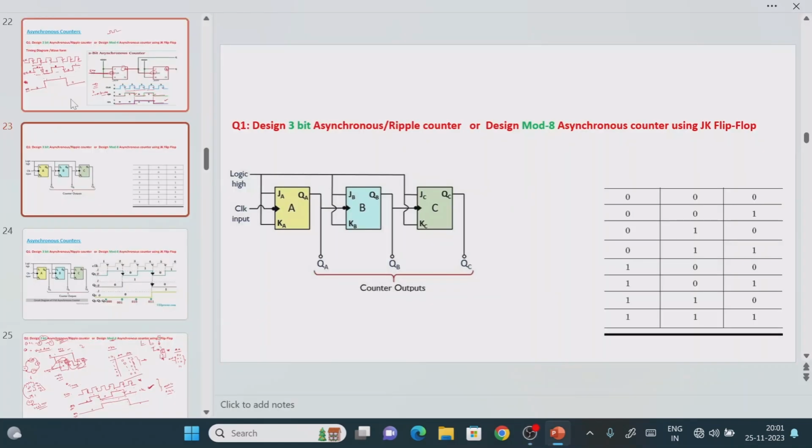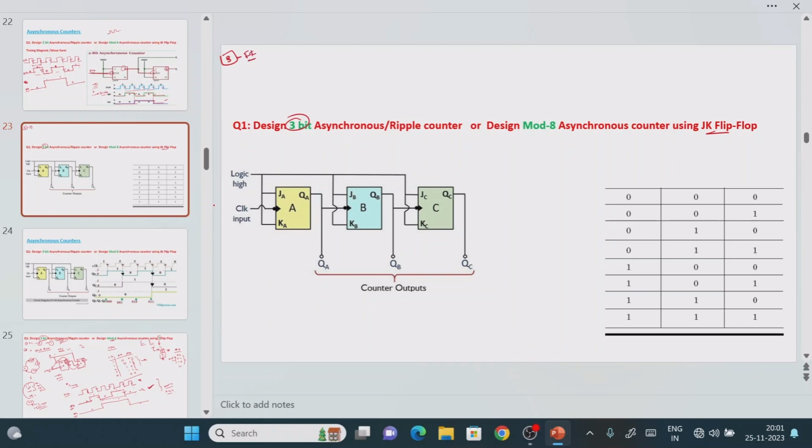Hello guys, welcome back. So the given question is that we need to design the 3-bit asynchronous counter, or mod 8 asynchronous counter, using which flip-flop? By using the JK flip-flop, right? So 3-bit means how many flip-flops are required? 3 flip-flops are required. Which flip-flops? JK flip-flops are required. Alright, now see that I am going to consider the 3 flip-flops.